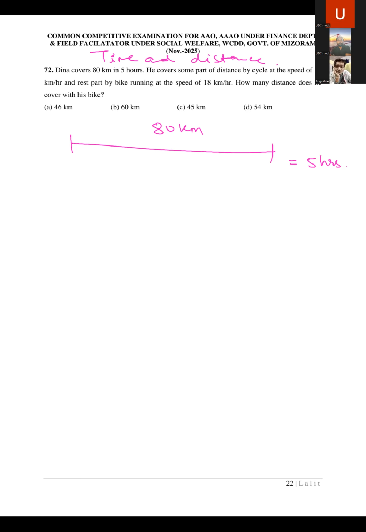Now, it is given to us he covers some part of distance by cycle at the speed of 13 kilometers per hour. All right, 13 kilometers per hour. And the rest part by bike running at the speed of 18 kilometers per hour. Rest by bike, 18 kilometers per hour. How much distance does he cover by his bike? All right, so we have to find the distance.